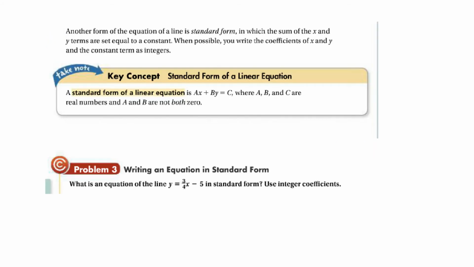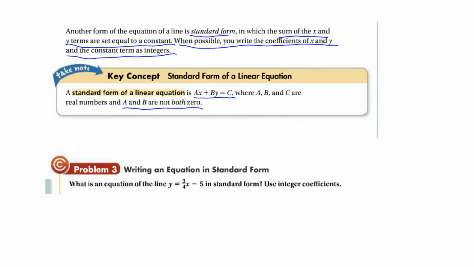Another form of the equation is what we call standard form. And in standard form, the sum of the x and y terms are set equal to a constant. When possible, you want to write the coefficients of x and y and the constant term as integers. That means if we have fractions, we need to get rid of them. And the formula says ax plus by equals c, where a, b, and c are real numbers and a and b are not both 0. One of them could be 0, but not both.